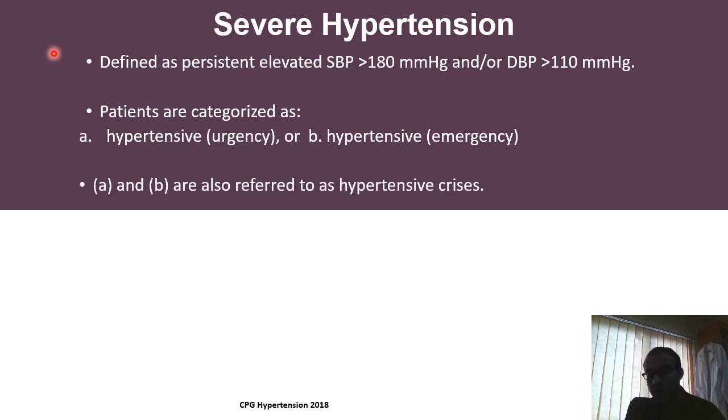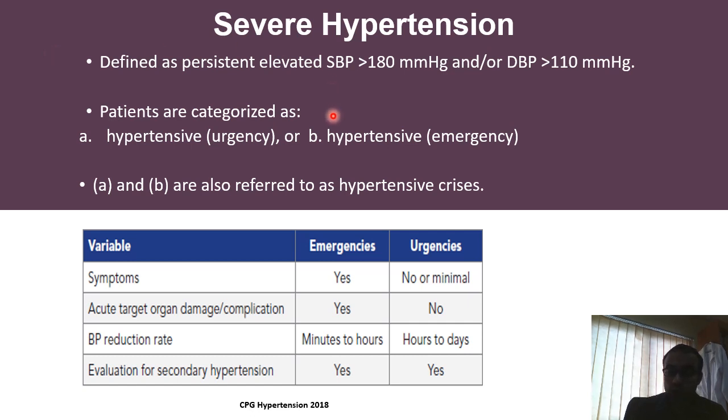So one logical question: based on what will the classification as urgency or emergency take place? It is based on whether the patient is symptomatic at presentation, which is usually the case in emergencies, and more important, the presence of acute organ damage and complication. This is the very diagnostic or unique clinical characteristic in the emergency compared to the urgency.